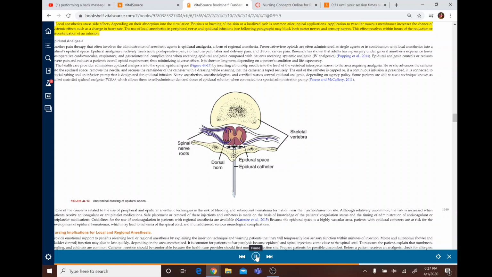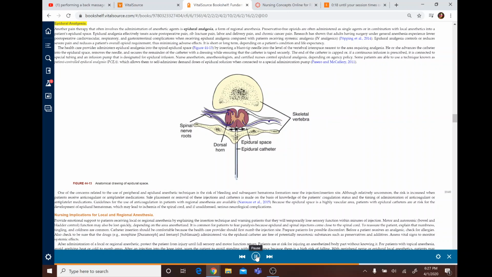Local anesthetics cause side effects, depending on their absorption into the circulation. Pruritus or burning of the skin or a localized rash is common after topical applications. Application to vascular mucous membranes increases the chance of systemic effects such as a change in heart rate. The use of local anesthetics in peripheral nerve and epidural infusions (see following paragraph) may block both motor nerves and sensory nerves. This effect resolves within hours of the reduction or discontinuation of an infusion.